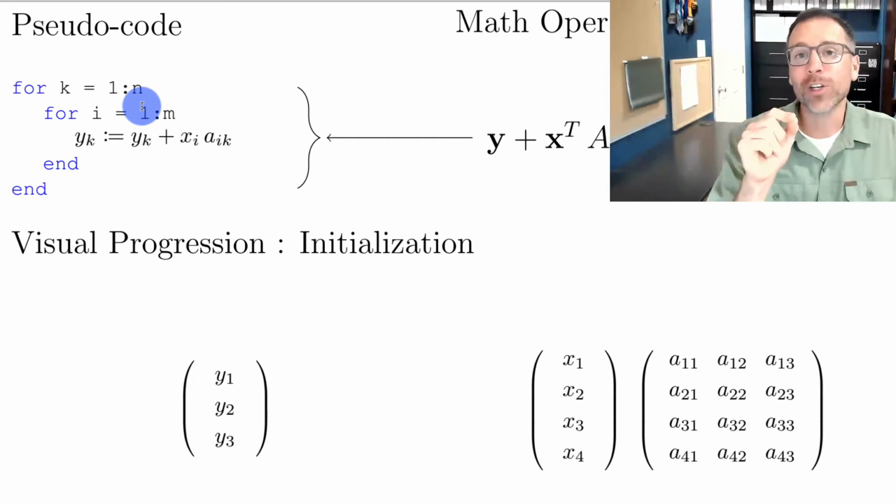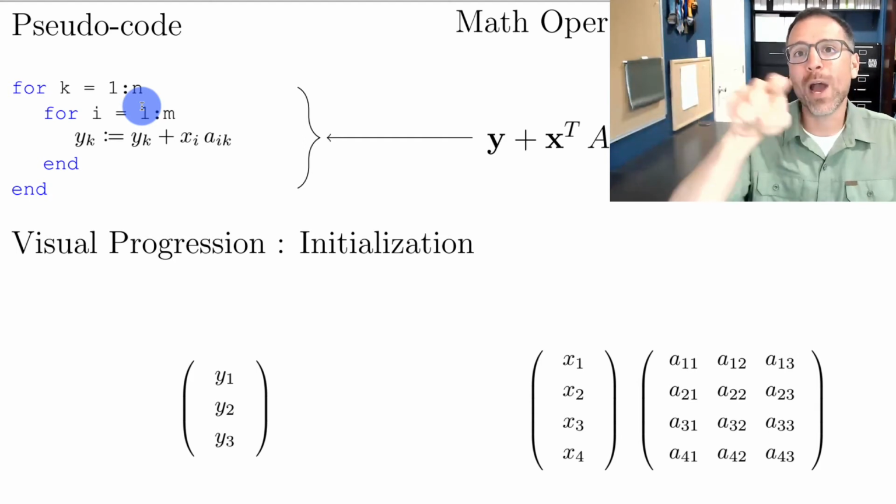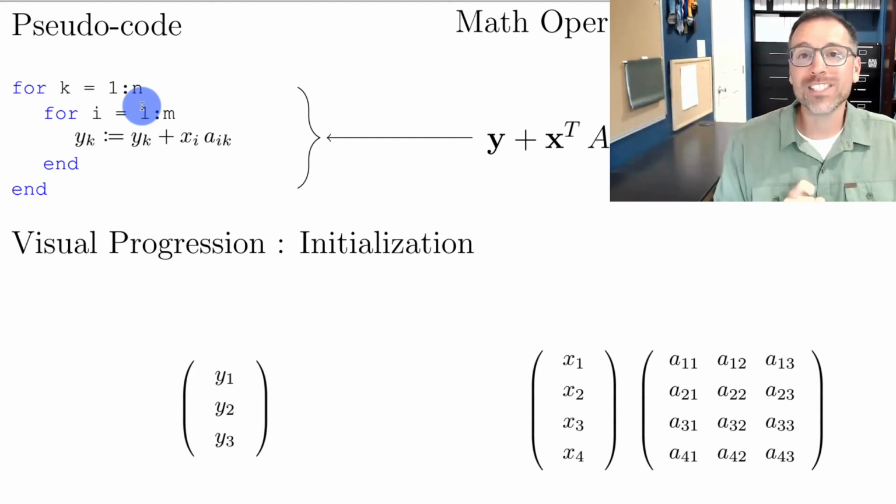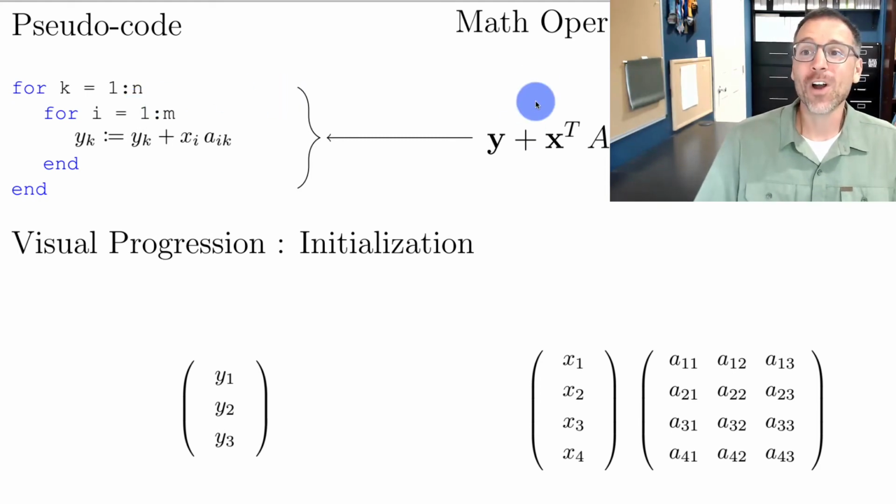Here's a challenge for you. See if you can pause this video and recreate this visual for yourself in your own mind, given the work that we just did. Welcome back. We'll do that together. Over here is the math operation that we're working with, which is a row vector matrix multiplication, including an initialization. Over here is the pseudocode.